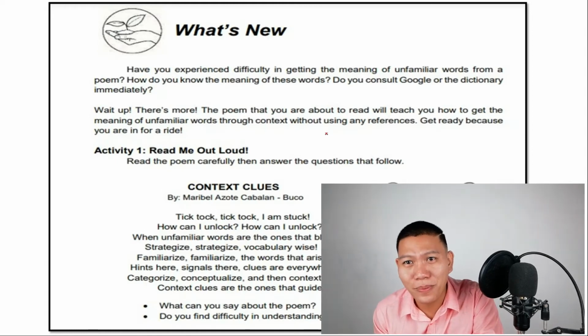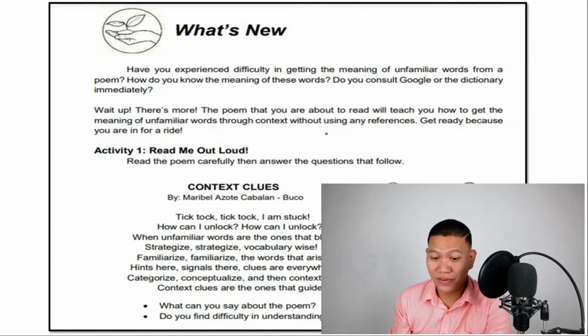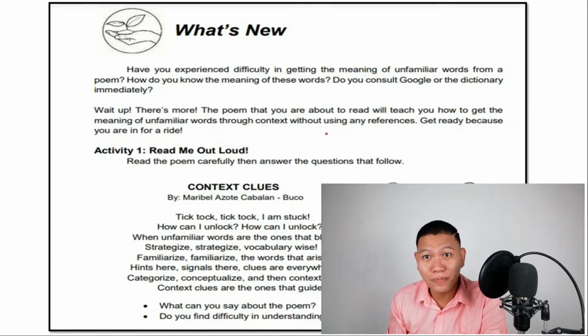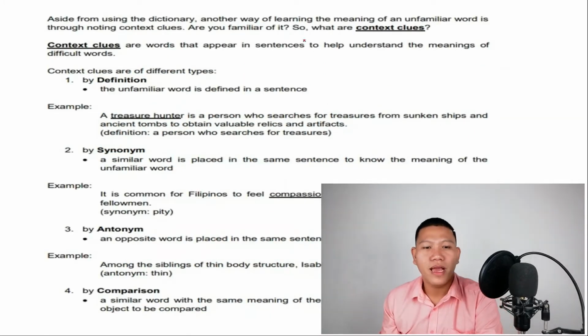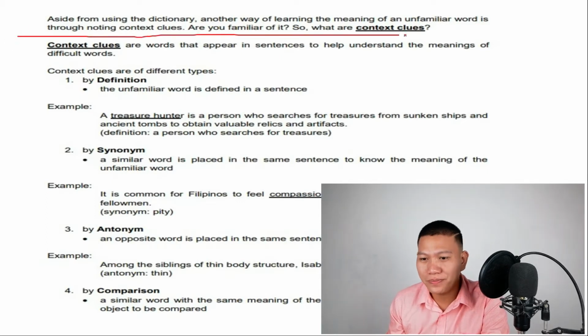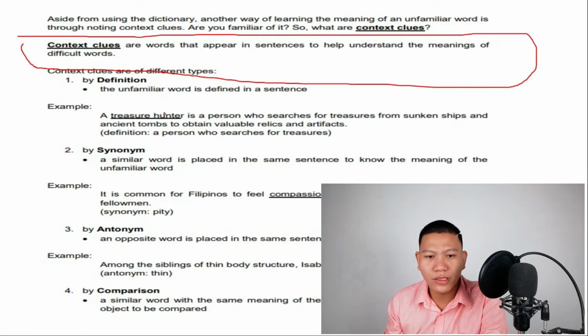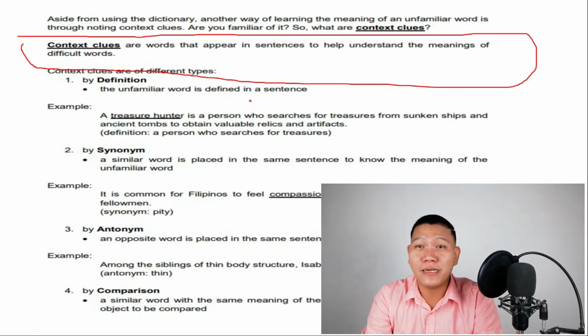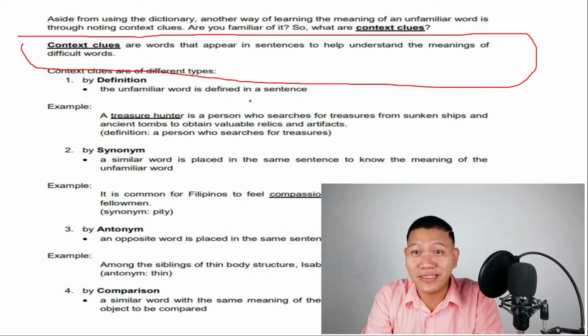Now, what can you say about the poem? Do you find difficulty in understanding the poem? Aside from using the dictionary, another way of learning the meaning of an unfamiliar word is through noting context clues. Okay, let us now define context clues. When we say context clues, these are words that appear in sentences to help understand the meanings of difficult words, just like my example previously. So we can find what we call clue words. These clue words may lead you to identifying the correct meaning of an unfamiliar word.